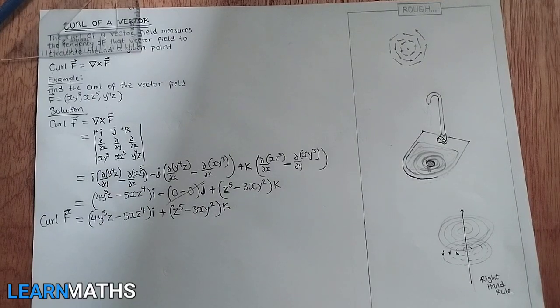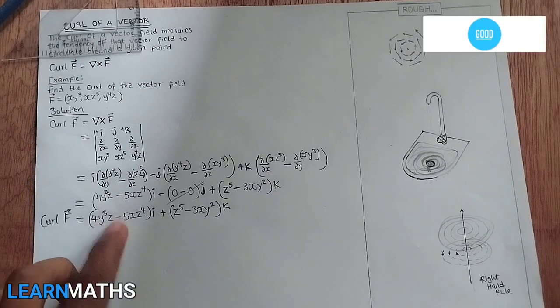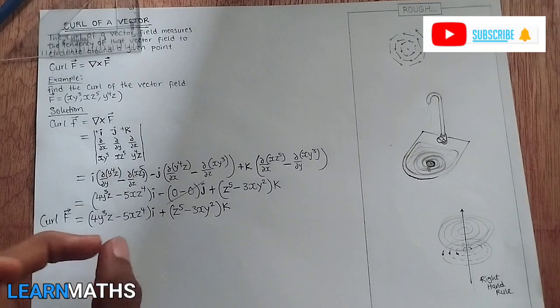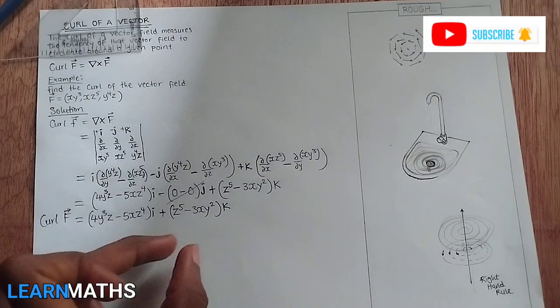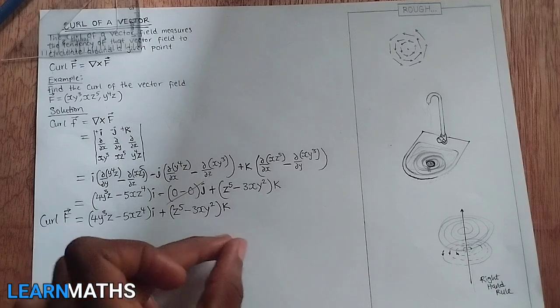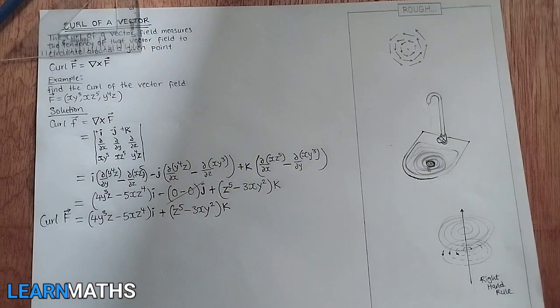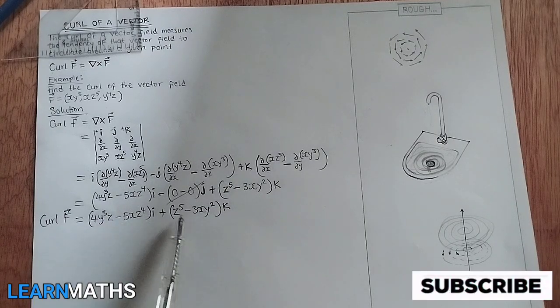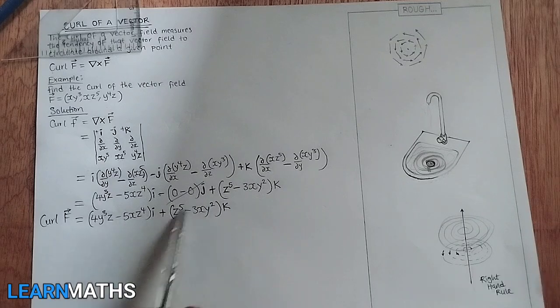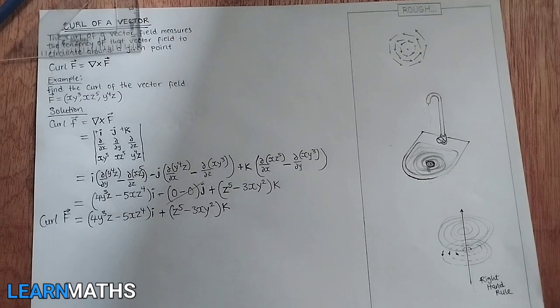Now assuming we are given a point, let's say find the curl of the vector at the point where x is 1, y is 2, z is 5, however they put it. All you have to do is substitute those values for x, y, and z. So you just get a constant attached to i and a constant attached to k. If you're given points, you just substitute those values and get your actual i component and your actual k component. Alright, so let's take another example and hopefully that will be it for curl of a vector.